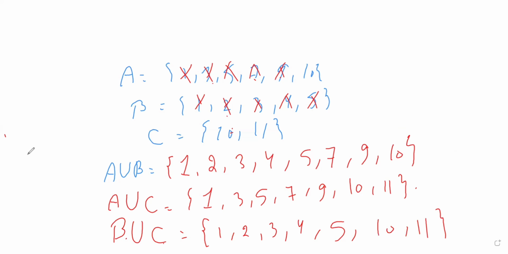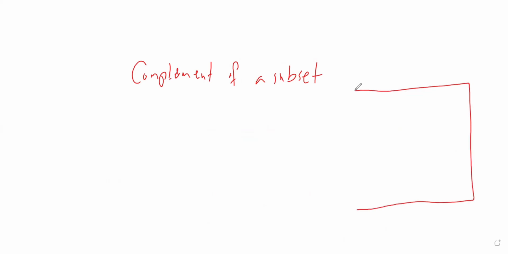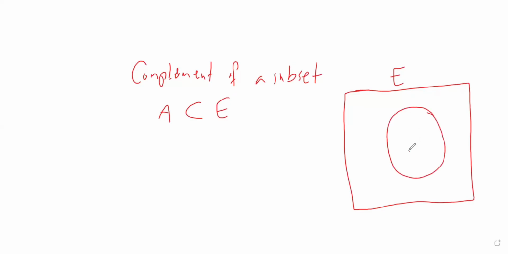Now let's move to the last operation, which is the complement of a subset. We've already covered the meaning of a subset. We said that if I have a set E, and A is a subset of E, then A is a part of E. So A is a part of this bigger set E.